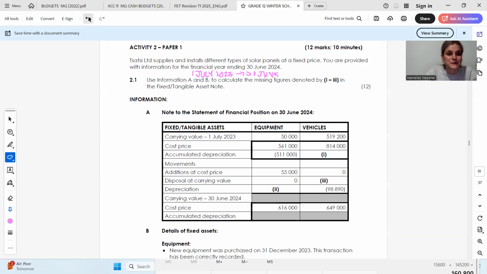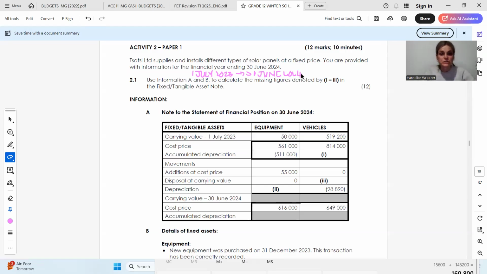Oh my word. The one moment it works and the next moment it just doesn't. Let's try that again. June 2024. Okay, I'm not going to waste more time on that now.